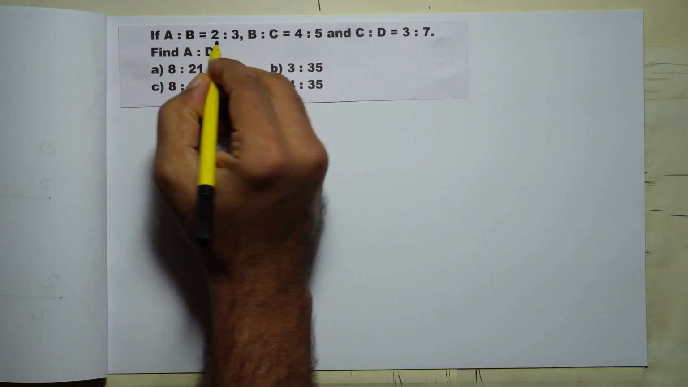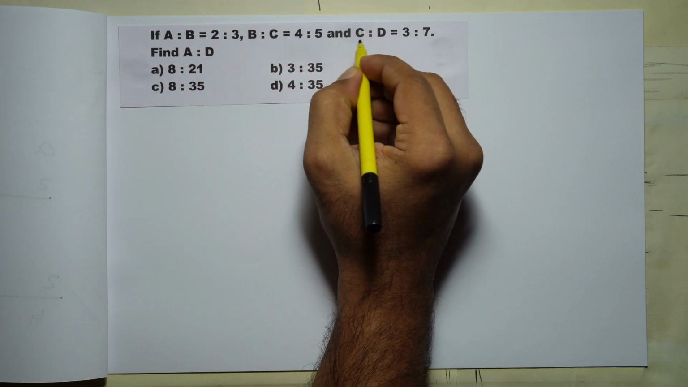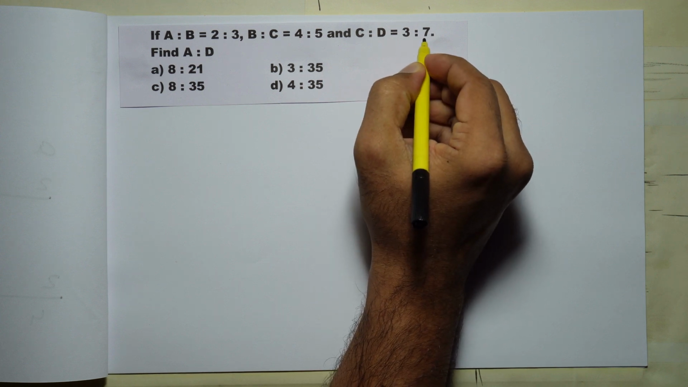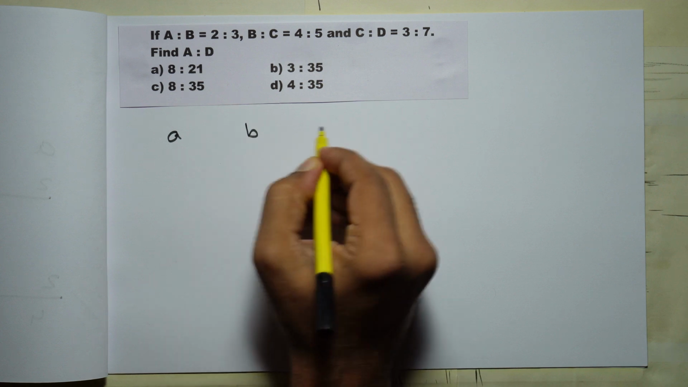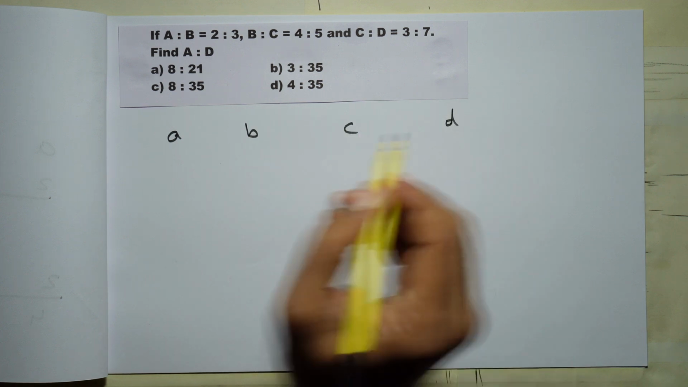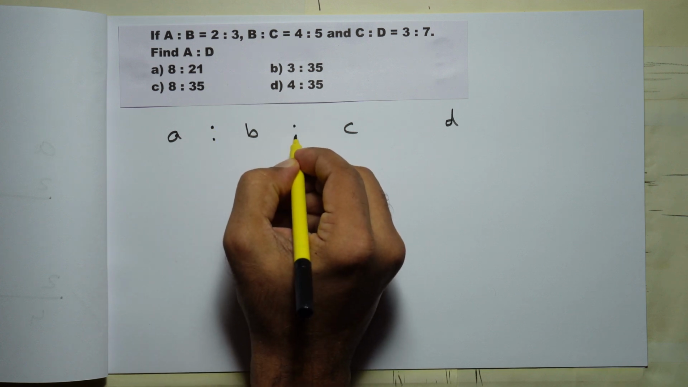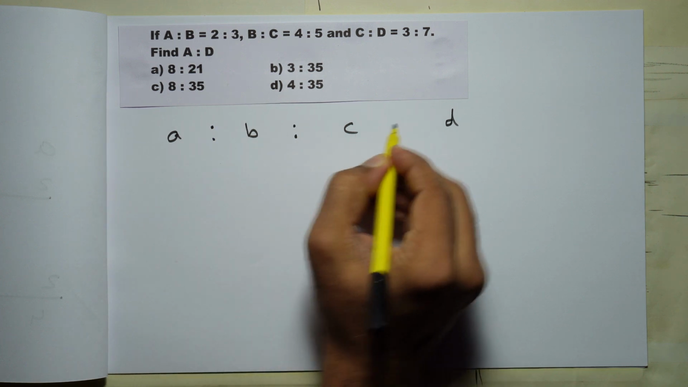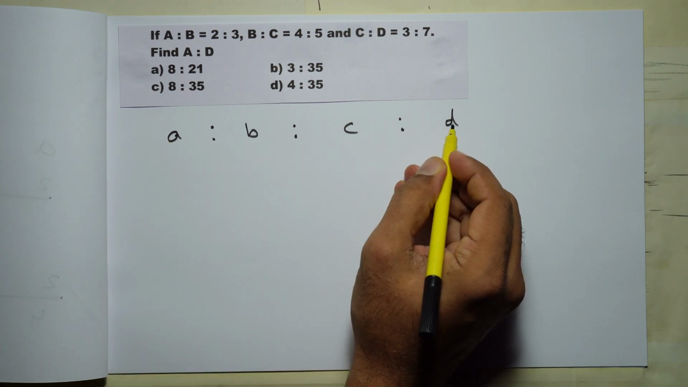If A is to B is 2 is to 3, B is to C is 4 is to 5 and C is to D is 3 is to 7. Find A is to D. So 4 numbers are there, A, B, C and D. Now we need to find out A is to D. To find out A is to D, we must find the combined ratio A is to B is to C is to D. And from this we can find out A is to D.